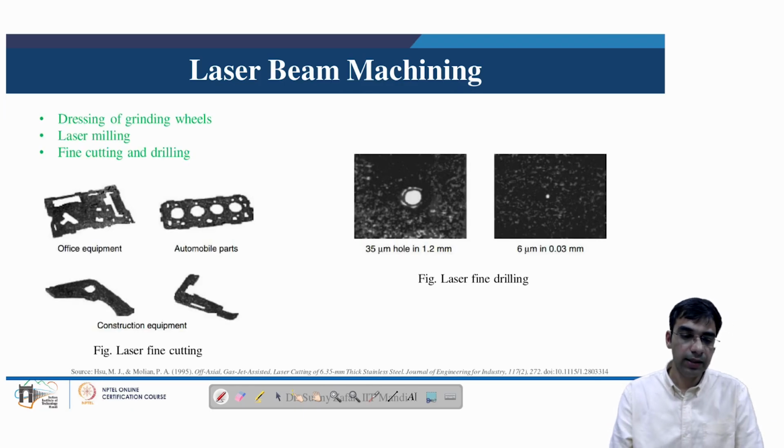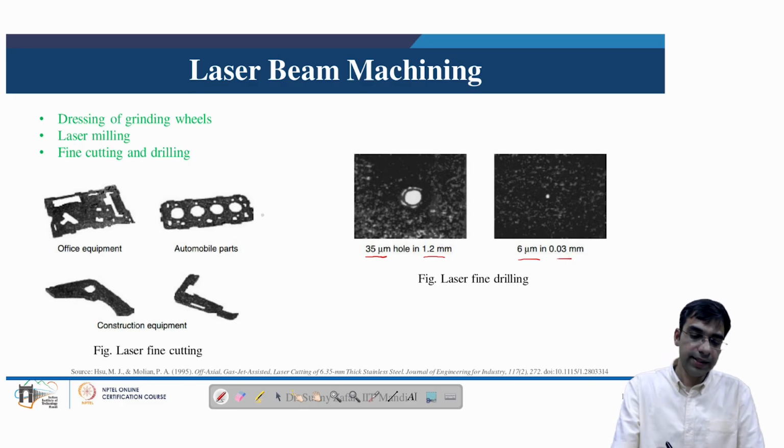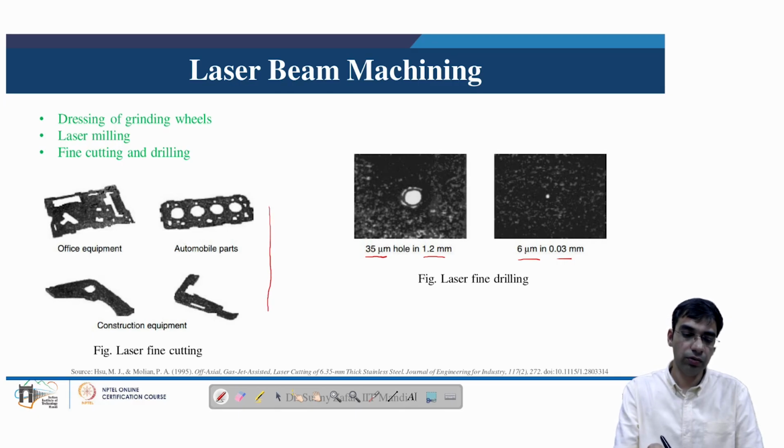Here we can see other applications of lasers, which include dressing of grinding wheels, laser milling and fine cutting. By the capability of focusing and defocusing the laser beam on a tight spot, the same laser beam can produce holes of the order of say 13.5 micron in a sheet of 1.2 millimeter thickness, and by focusing it on a further tight spot, it can be brought down to 6 micron in a sheet of 0.03 millimeters. Here we can see some other examples of parts produced using laser fine cutting, as shown here.